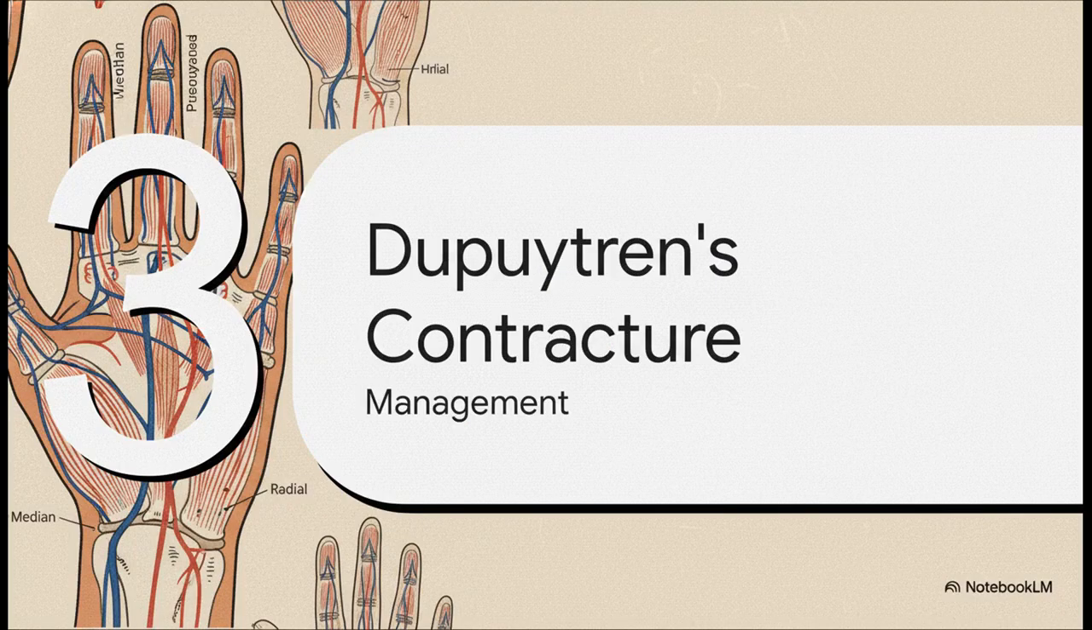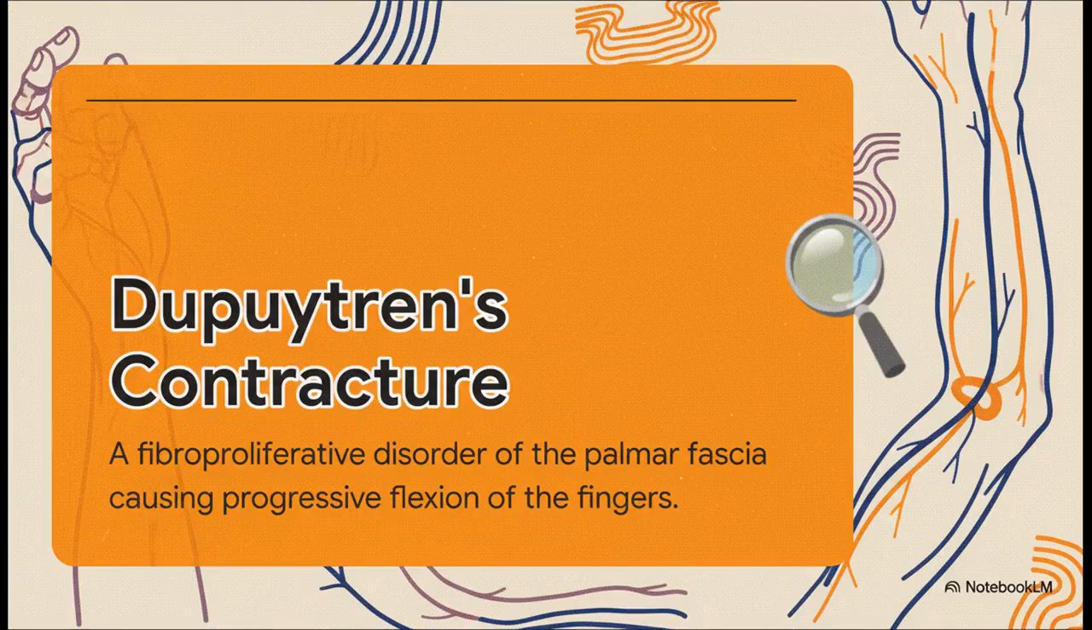Now, for our third and final pathology, the very unique fibroproliferative disorder known as Dupuytren's contracture. Now, this isn't an issue of nerve or tendon inflammation. No, this is a primary disease of the fascia itself. So the most crucial point to get here is that this is a disease of the fascia. You've got these abnormal fibroblasts that just start to proliferate and lay down collagen, forming these nodules and cords. And that really explains its progressive nature and why it physically starts to pull the fingers into flexion over time.